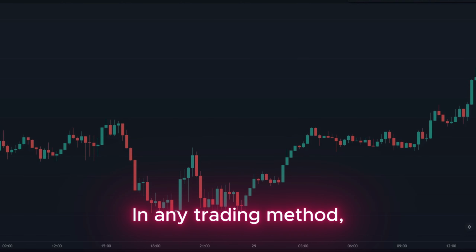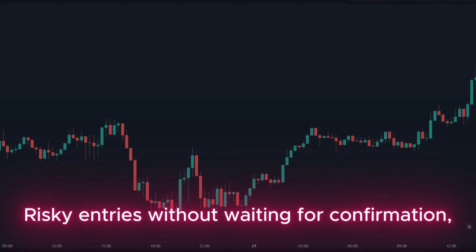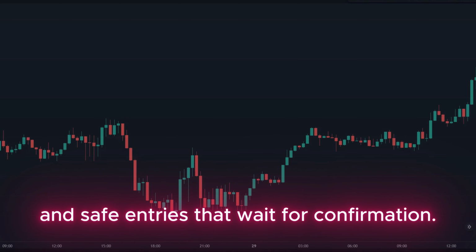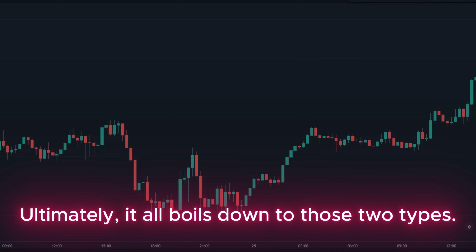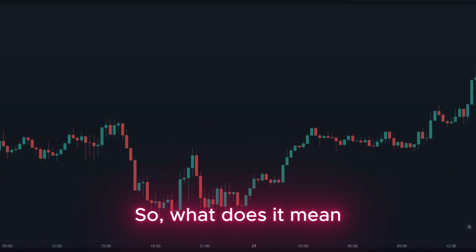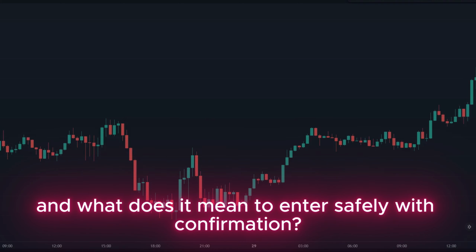In any trading method, there are two types of trade entries: risky entries without waiting for confirmation, and safe entries that wait for confirmation. What trading style do you use? What do you base your entries on? Ultimately, it all boils down to those two types. So, what does it mean to enter a trade without confirmation, and what does it mean to enter safely with confirmation?